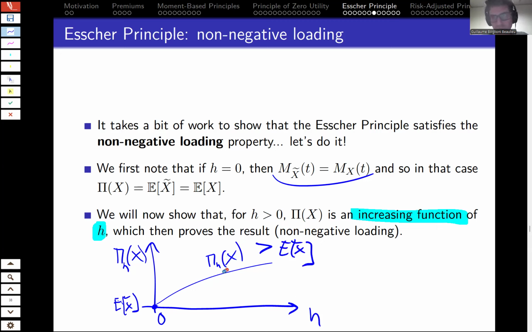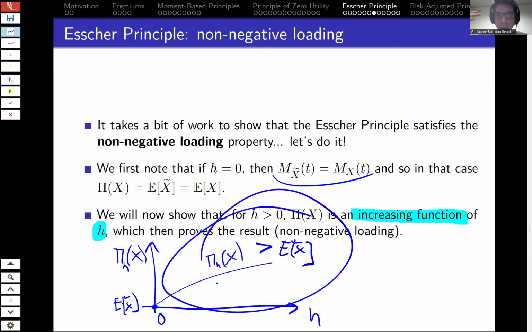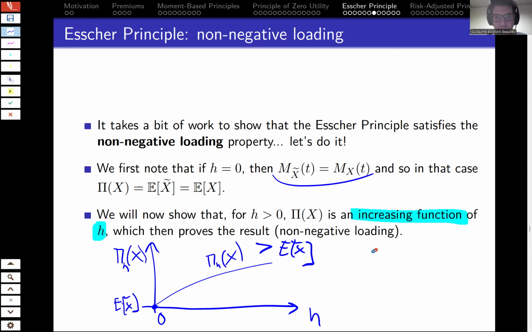So this is what we will rely on for the proof, or at least that's the proof technique. I'll just say here that it's quite useful to know that, regardless of the proof of non-negative loading, pi h is an increasing function of h. Okay, now for the proof.